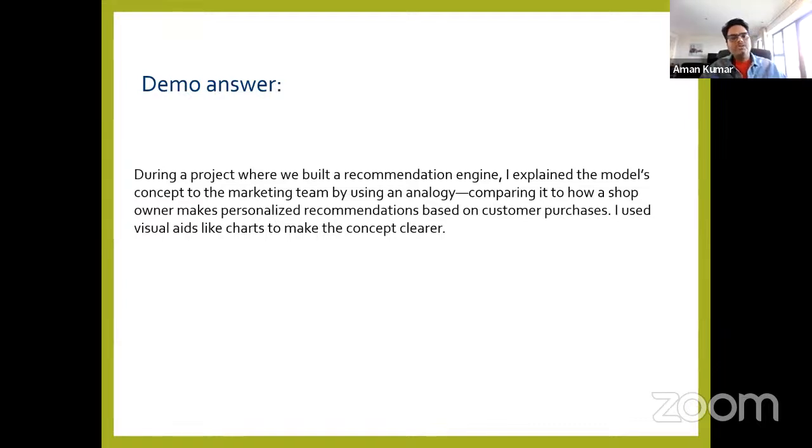It could be: during a project where we built a recommendation engine, I explained the model's concept to the marketing team by using an analogy, comparing it to how a shop owner makes personalized recommendations based on customer purchases. I used visual aids like charts to make the concepts clear. So what I'm telling in my answer is how, through my storytelling skills, my soft skills, my comm skills, I'm able to bring my ideas to the table for a non-tech audience.